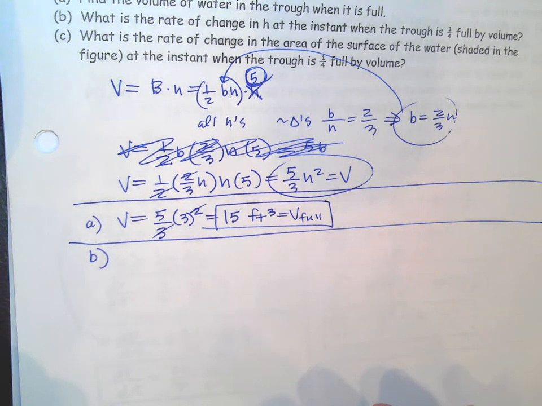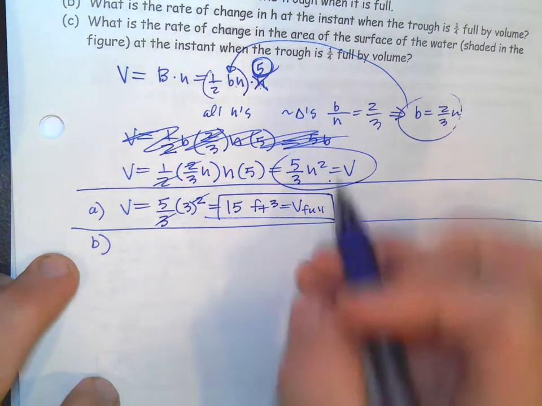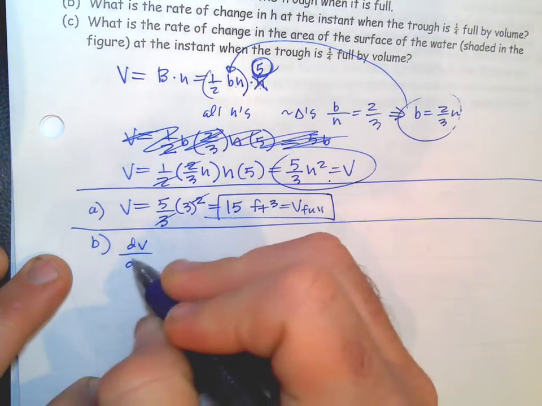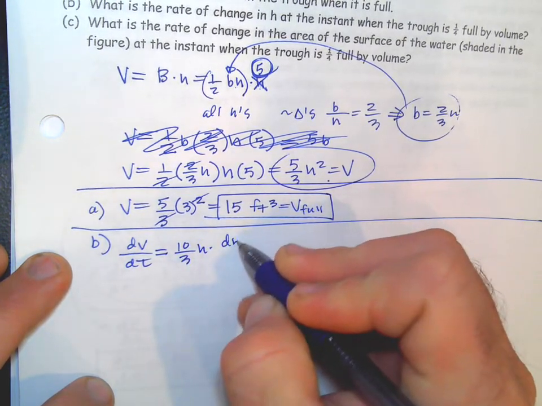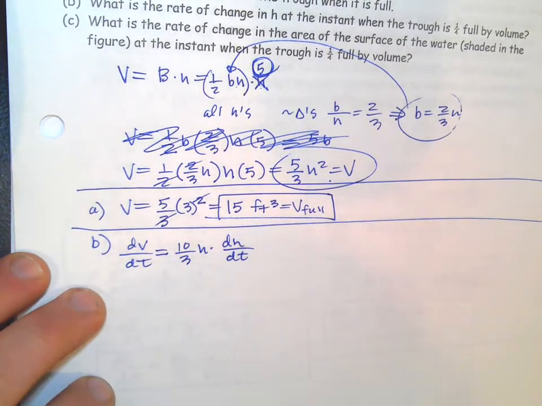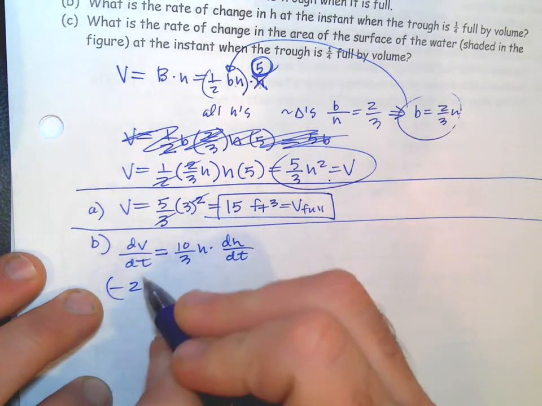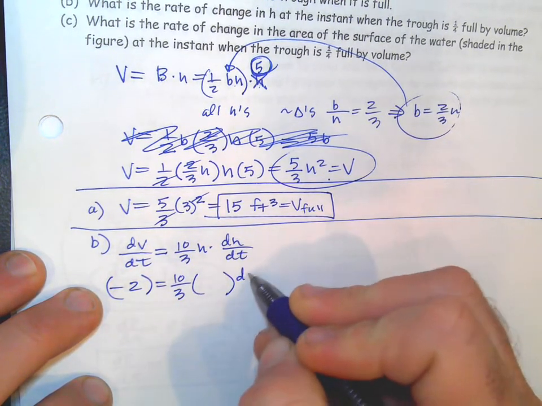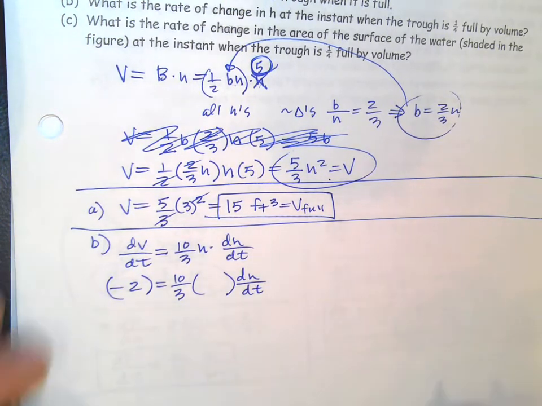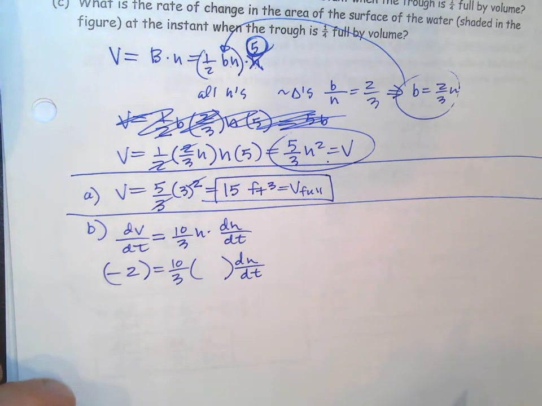So we're going to take the derivative of this. That's not going to be very hard. We can go and do that right now. So it's going to be dV/dt equals 10/3 h dh/dt. And dV/dt, we already wrote down, was -2. But we don't know what h is when it's a quarter full. Don't put 3 in. So we've got to figure out what that height is when it's a quarter full.